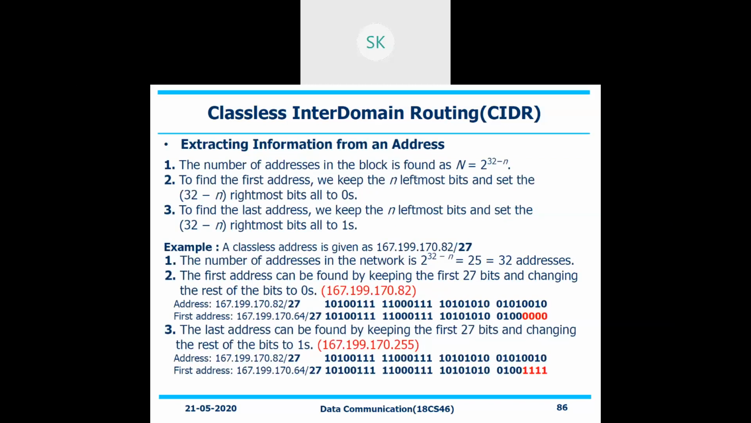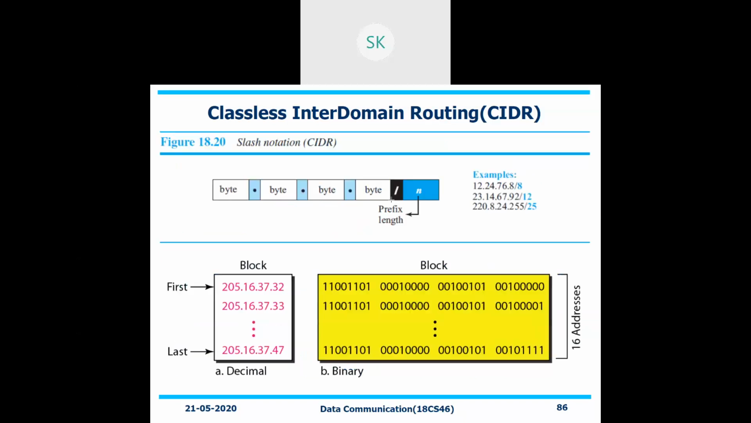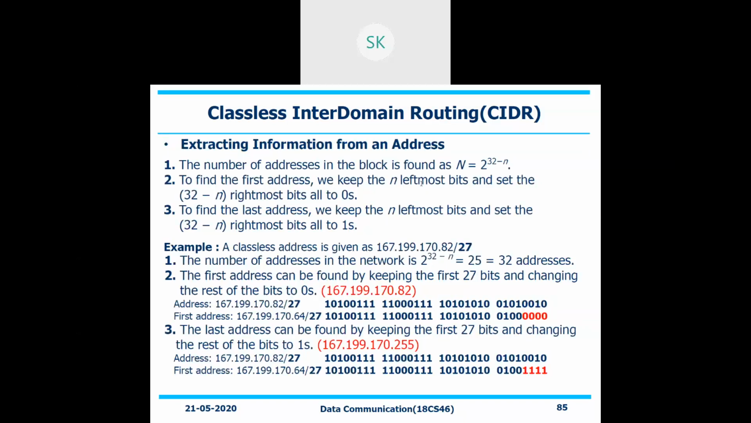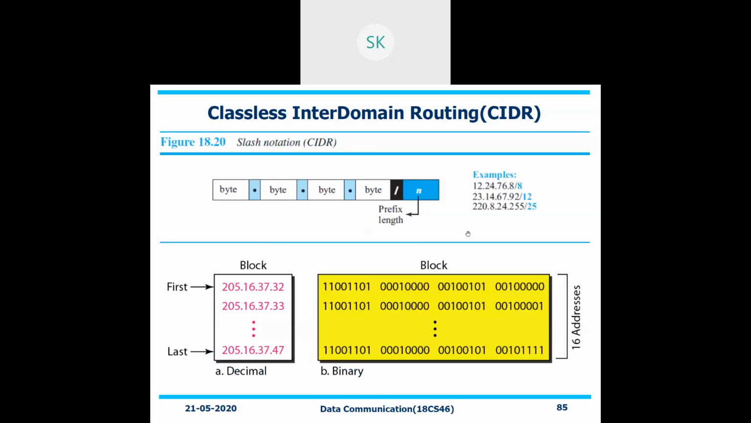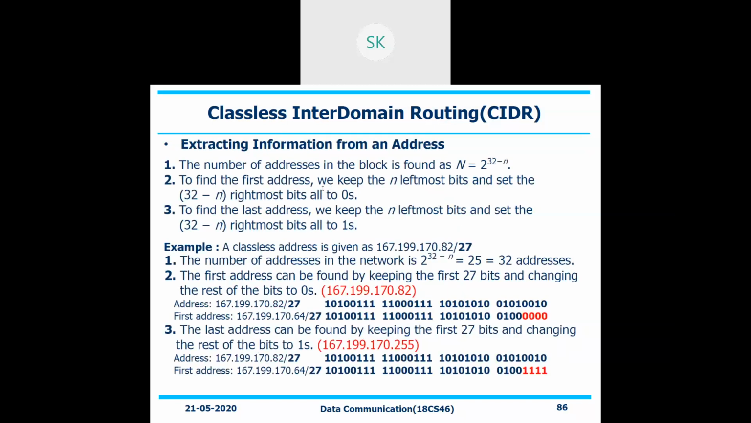How these addresses will be taken care of, we'll analyze with some examples, and we need to know 3 rules for doing that. The first rule says that the number of addresses in the block is found as N, which is equal to 2 to the power of 32 minus n. Why 32? Because we are using IPv4 addresses. n is your prefix length. So based on that, 2 to the power of 32 minus 8 means totally 2 to the power of 24 addresses we need to have with respect to our particular scenario. Are you getting this?